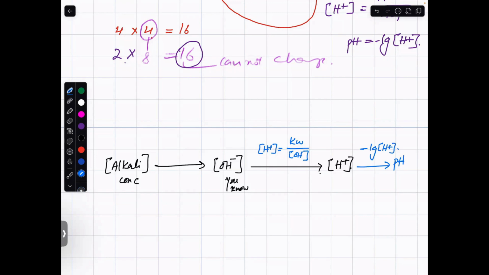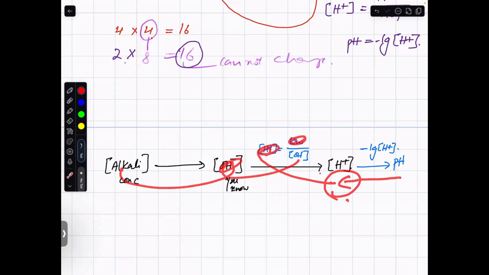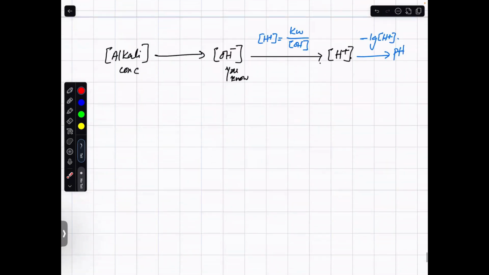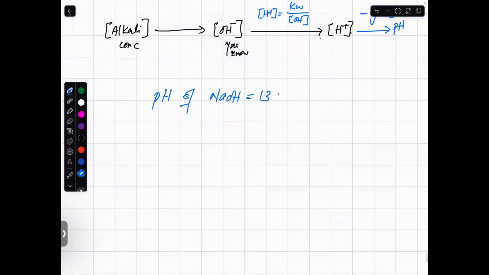And exactly in the same way, you can go in the reverse. If you know the pH, you can get H plus. From the H plus and Kw, you can get the OH. From OH, you can get the alkali. Look, suppose the pH of aqueous NaOH is 13. What is its concentration? How are you supposed to do it?